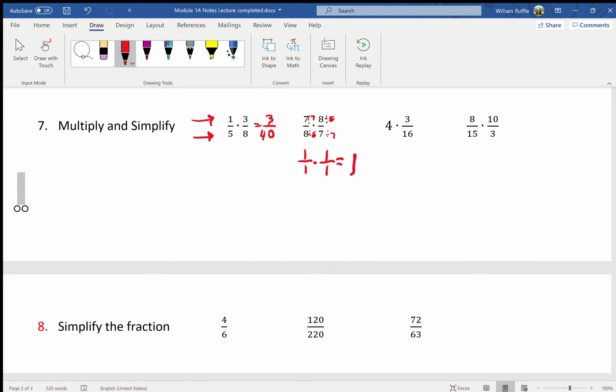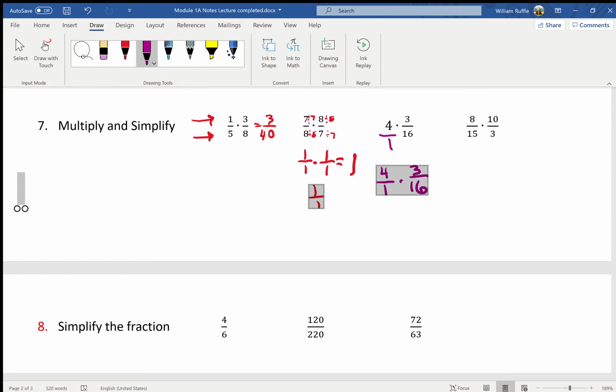Now, if you type in 1 over 1, the computer is going to say, although it is correct, it is not in the right format. So you've got to be careful on that. Alrighty, you just want to write the 1 without the fraction. Okay? Now this next one here, 4 over 1. Because 4 is not a fraction, I have to make it into a fraction. So I'm going to rewrite this a little neater here. 4 over 1 times 3 over 16.